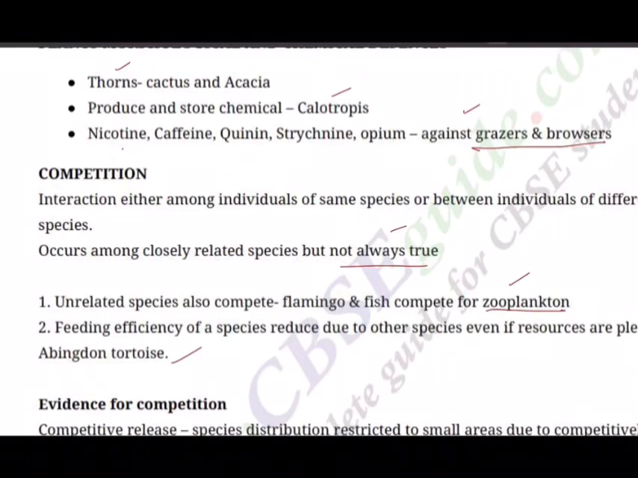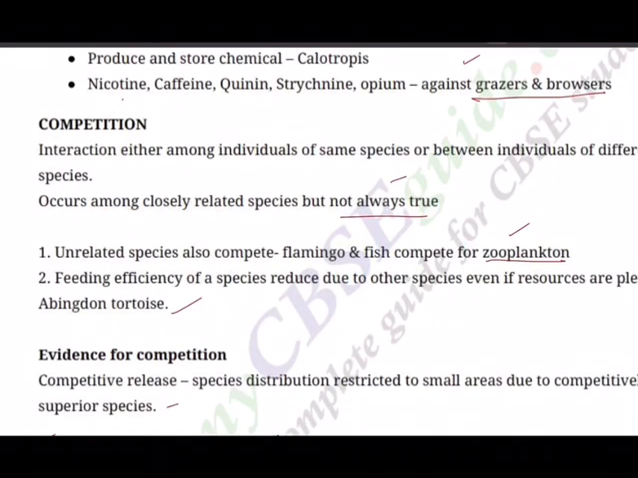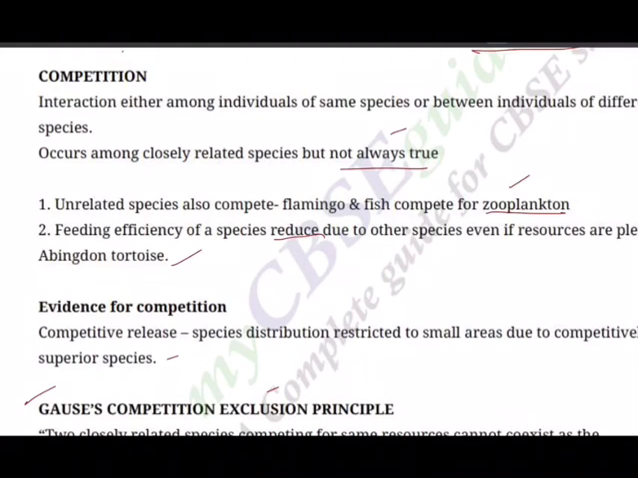It is an interaction either among individuals of the same species or between individuals of different species. It occurs among closely related species, but this is not always true. Unrelated species also compete, like flamingo and fish compete for zooplankton, meaning small organisms in the water. The feeding efficiency of a species reduces due to another species even if resources are plentiful, like the abundant tortoise we mentioned.